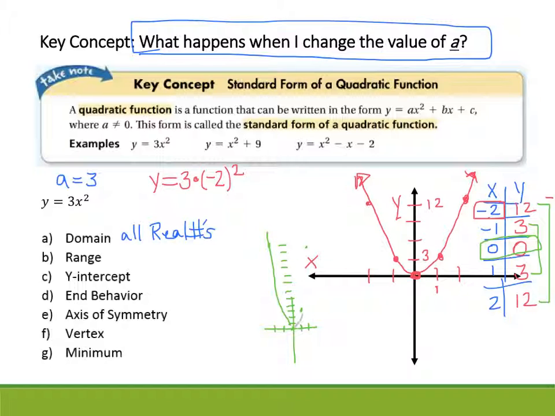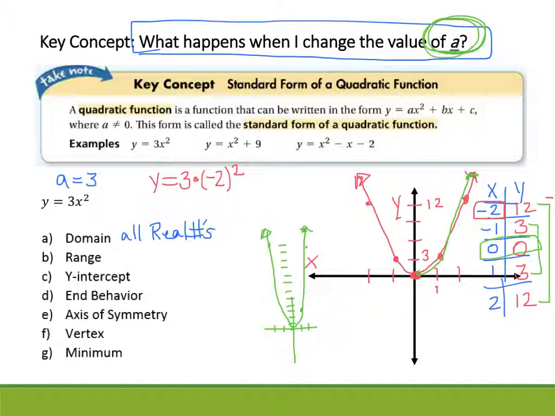Like that. What does that 3 do to the graph? Well, what it actually does is it makes it much skinnier than the graph of my parent function, which was y equals x squared. So when you change the value of a in the function, that value of a is going to determine how skinny or how fat that graph is, because it's going to determine how quickly the graph is going to rise.